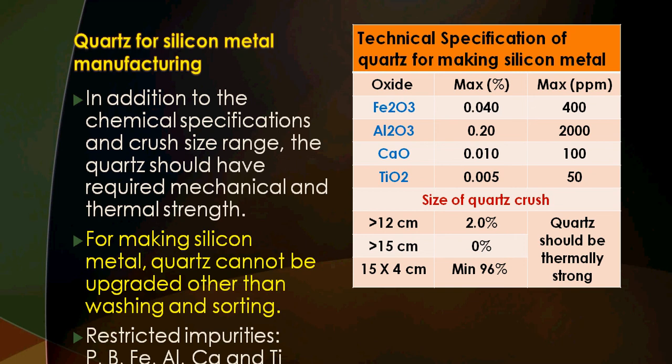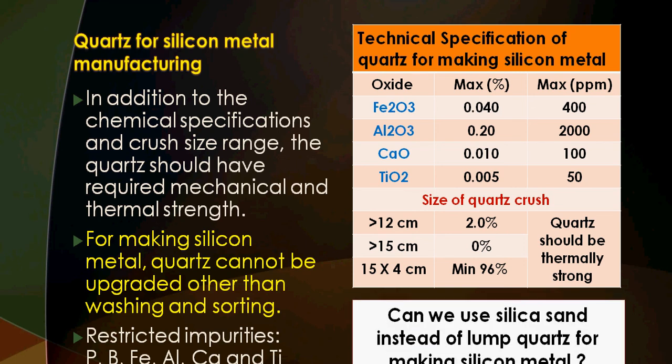Calcium oxide should not exceed more than 100 parts per million. Titanium oxide should not exceed more than 50 parts per million. Size of quartz crush should be: 12 centimeter, 2%, should not exceed more than 2%, greater than 15 centimeter, 0%. So it should be around 15 by 4 centimeter, minimum 96%, and also need thermal strength and mechanical strength.